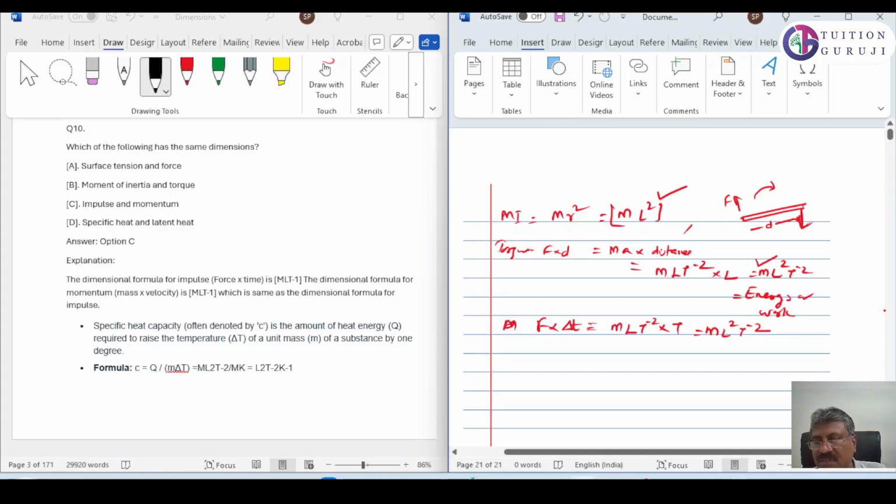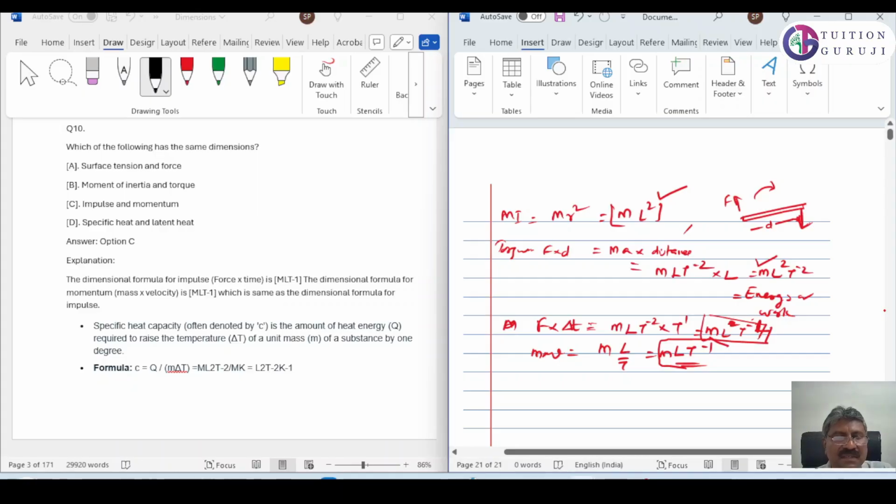Sorry, M L square T raised to minus 1, T raised to 1 and T raised to minus 2: M L square T raised to minus 1. Similarly, for momentum, which is mass into velocity, that is M into velocity by time, that is, M L T raised to minus 1. Both are the same. M L T raised to minus 2 and T raised to 1 gives M L T raised to minus 1. So impulse and momentum have the same dimensions.